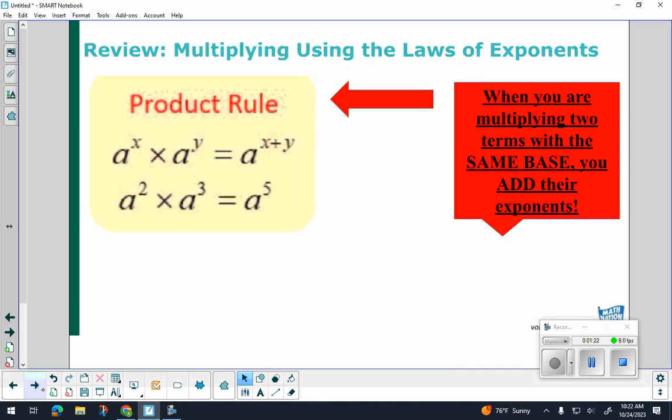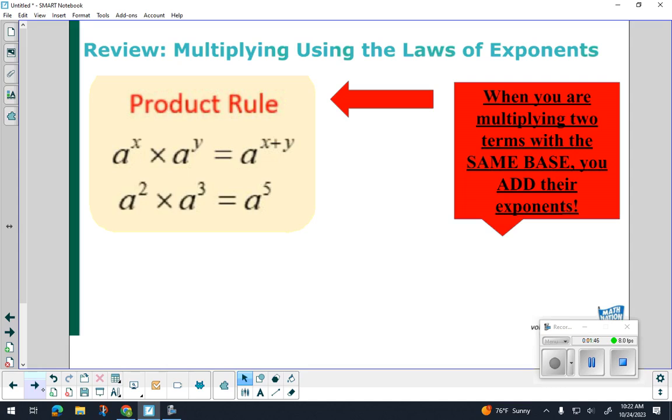So let's do a review on multiplying using the laws of exponents because that's going to come in very handy when we're dealing with radical expressions, if you haven't noticed from the previous videos with us having to break down the square roots and simplify. So you need to write this one down. It's called product rule. You should be familiar with this. You probably have already written it down in the first video, but write it again.